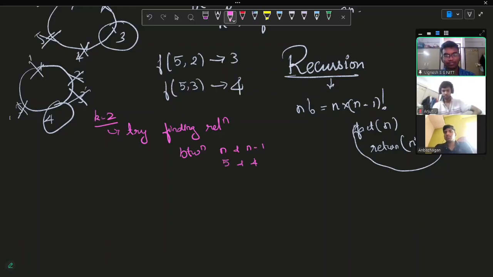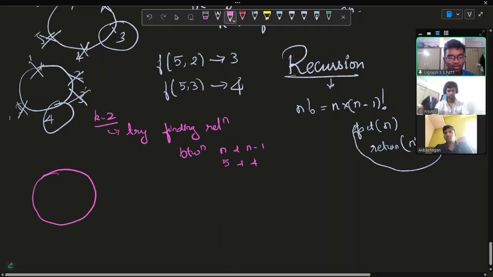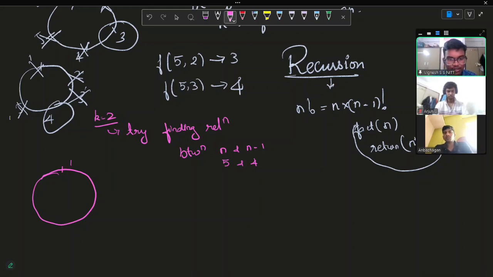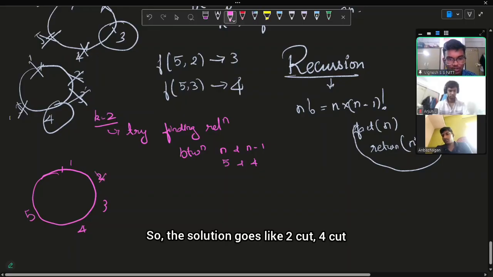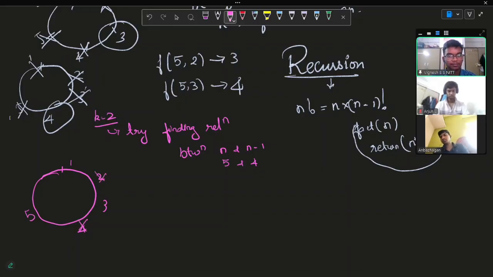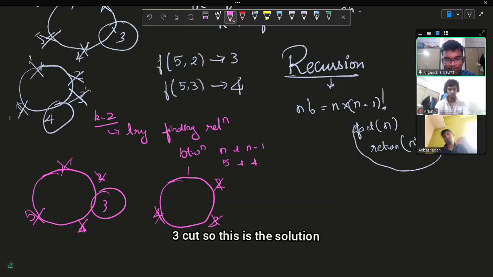So for 5, we'll draw it like this: 1, 2, 3, 4, 5. The solution goes like 2 cut, 4 cut, and then 1 cut, 3 cut, 5 cut. So 3 is the solution. For another one, 4: 1, 2, 3, 4. So 2 cut, 4 cut, 3 cut. So 1 is the solution.